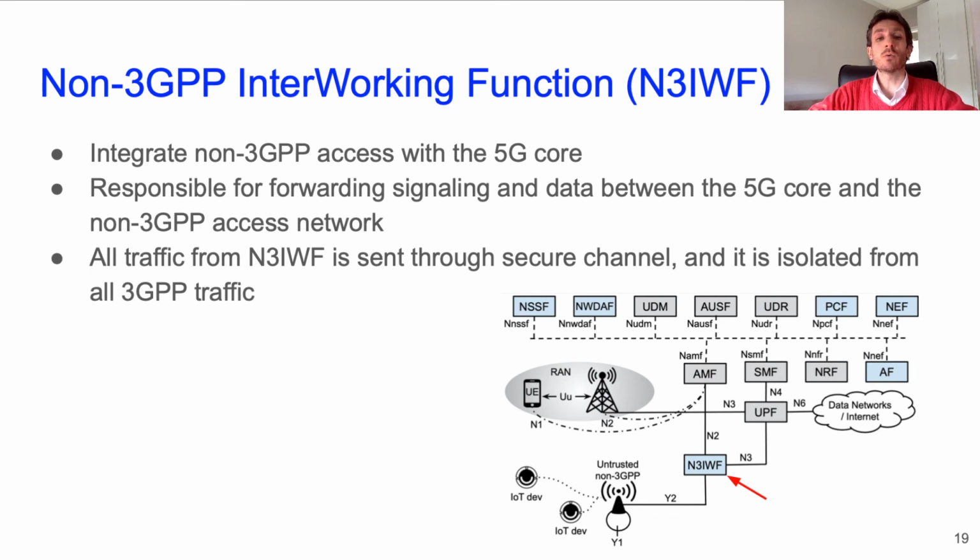It's important to highlight that all traffic from the N3IWF is sent through secure channels, and it's isolated from all 3GPP traffic and the core. I will show more details about the Non-3GPP access network in one specific section. Now, we will start the second demonstration section.